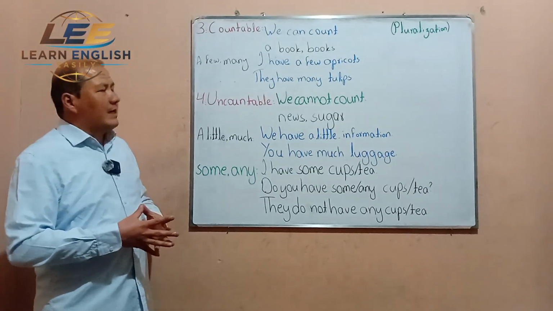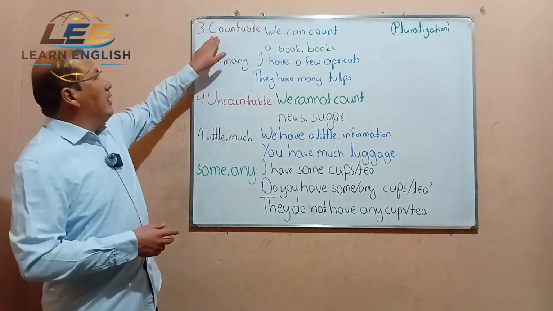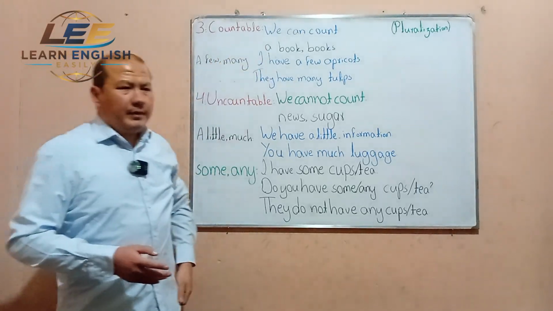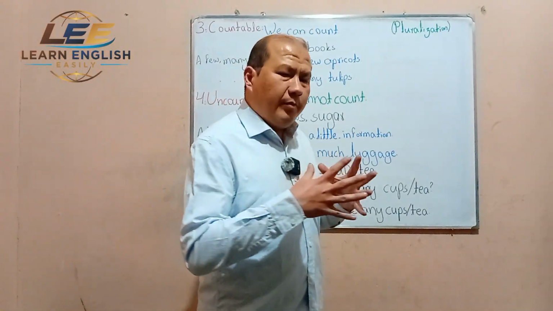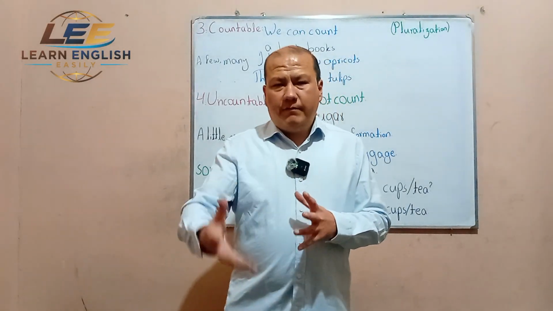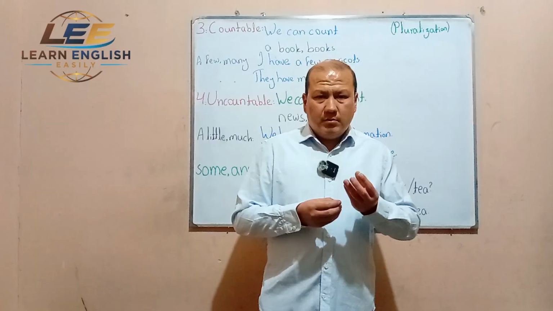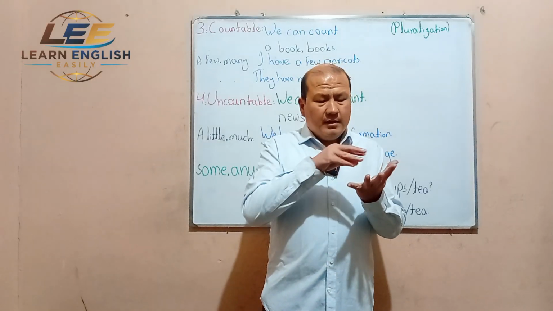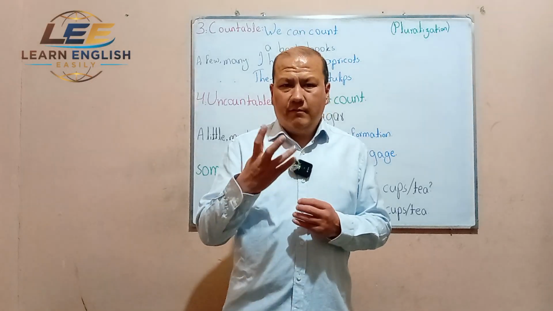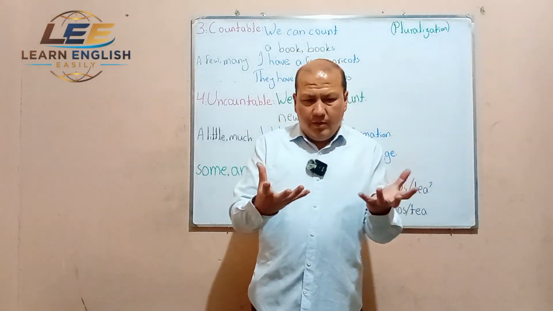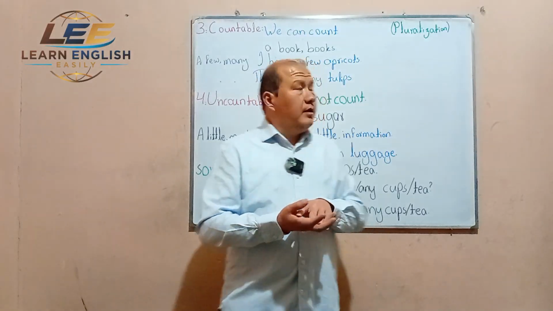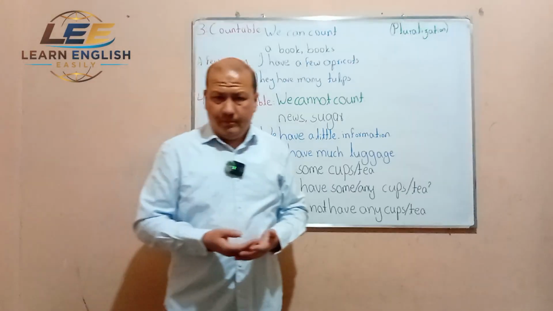So number 3, we have countable noun. Now, count, I'm sure you know the meaning. Able, you know the meaning, but as a suffix. Countable, able as a suffix means that the noun, or adjective, has that ability. Count is a verb. When we say able, it means it has the ability to be counted, means we can count it.